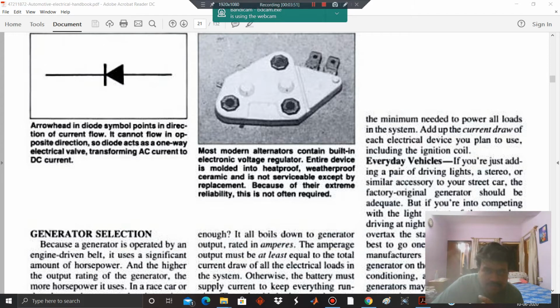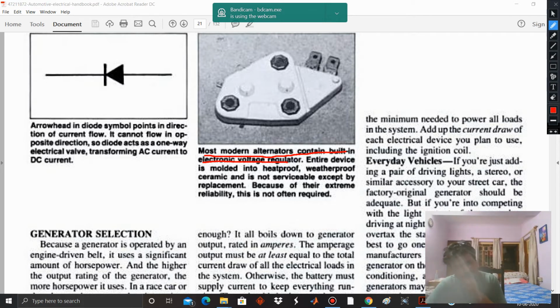Here you see, most modern alternators contain a built-in electronic voltage regulator that I was talking about in the last lecture. This entire device is molded into heat-proof, weatherproof ceramic, which is not serviceable except by replacement. So you have to replace the entire voltage regulator. Because of their extreme reliability, it is not required very often.